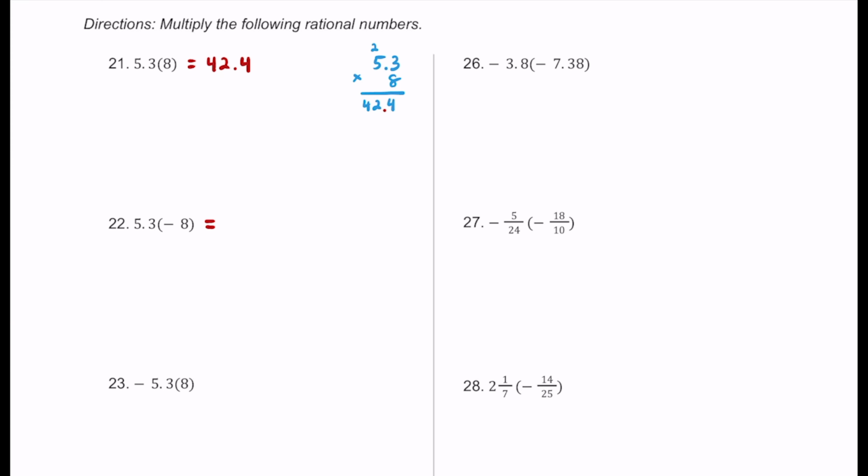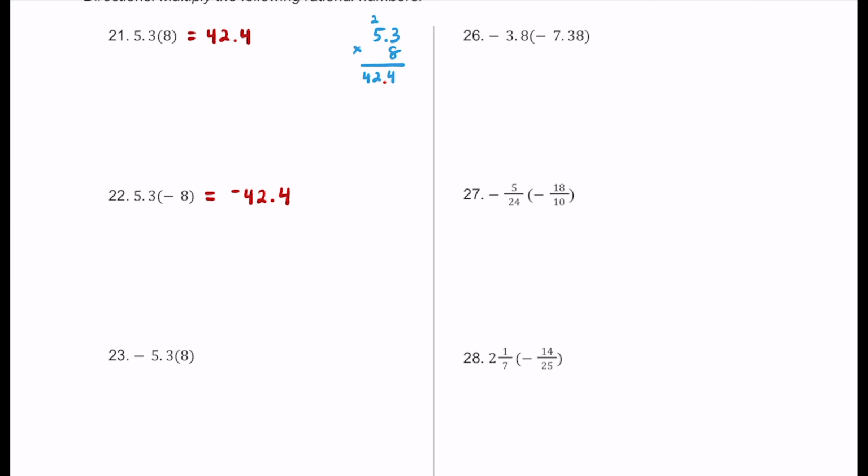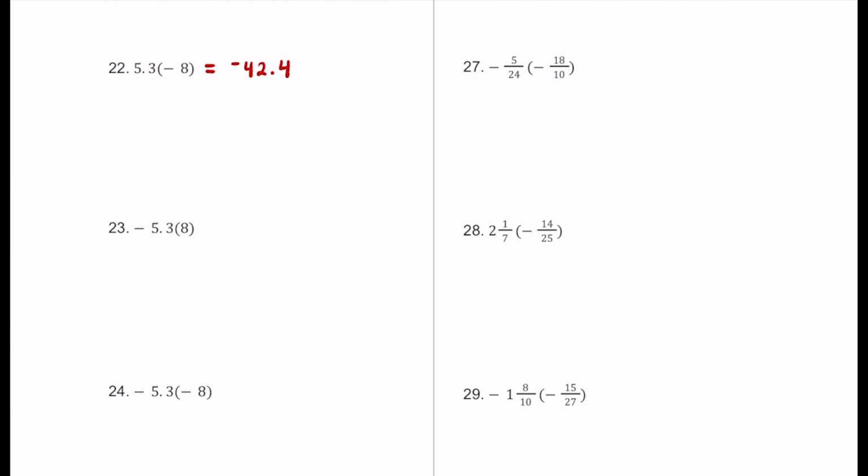Okay. If we look at number 22, we actually have the same numbers, we just have a negative 8 instead, so it's the opposite of 8. So instead of positive 42.4, we're going to get the opposite of 42.4, or negative 42.4. Looking at number 23, we still have one opposite symbol, it's just on the 5.3 instead of the 8, so we're going to have the opposite of 42.4, or negative 42.4 again.